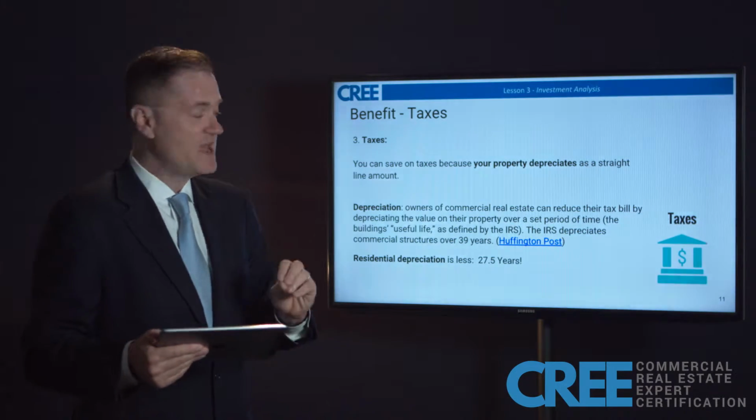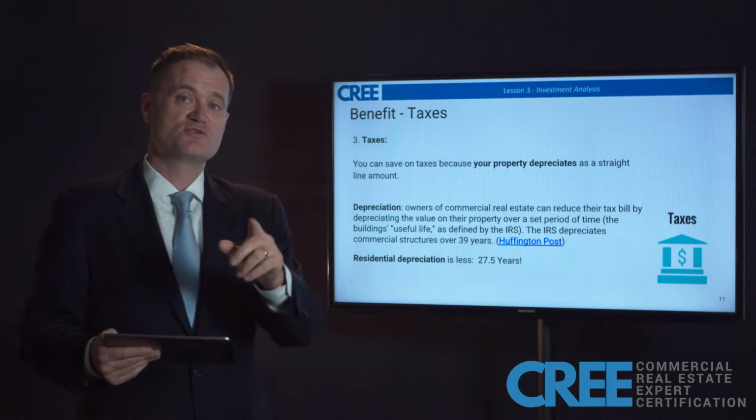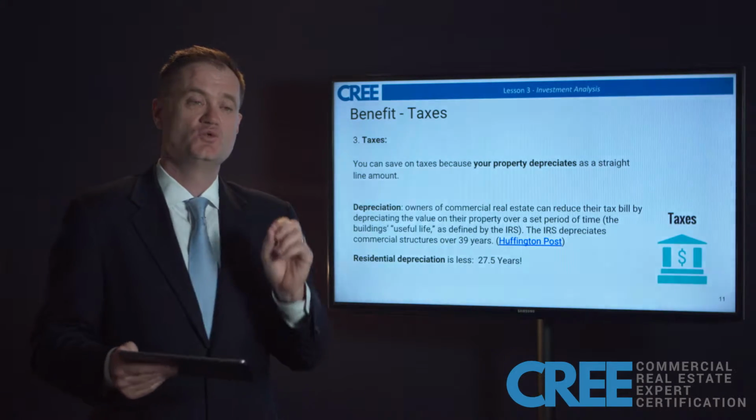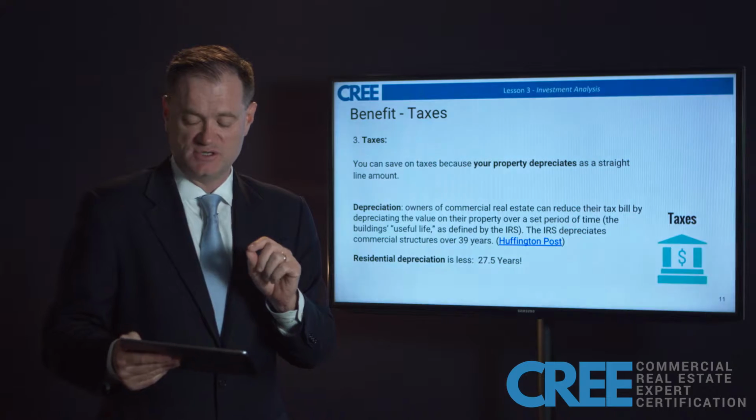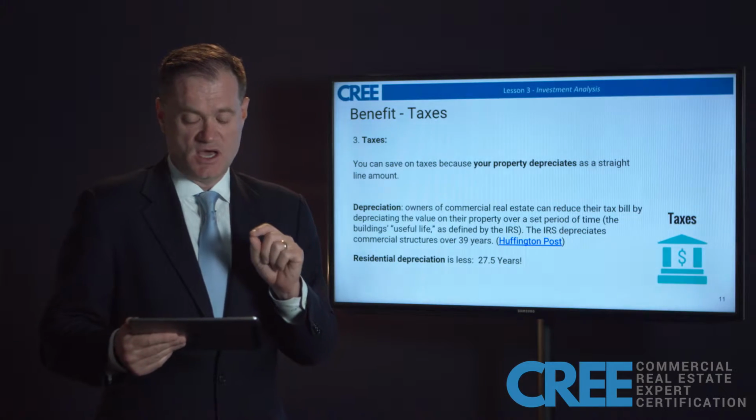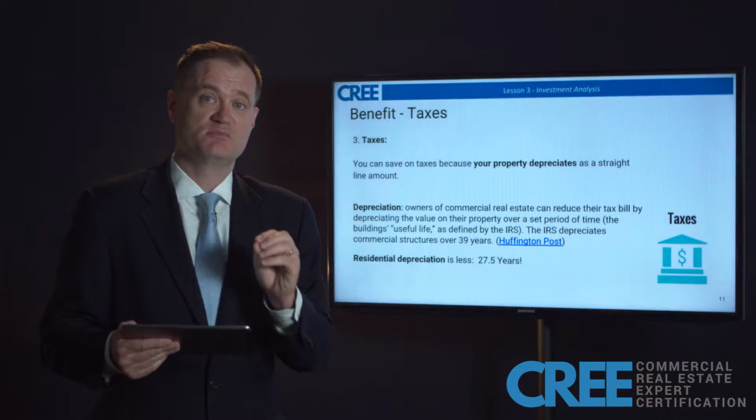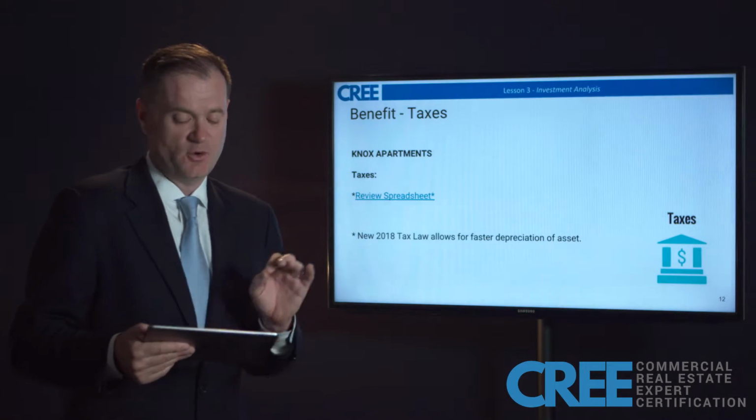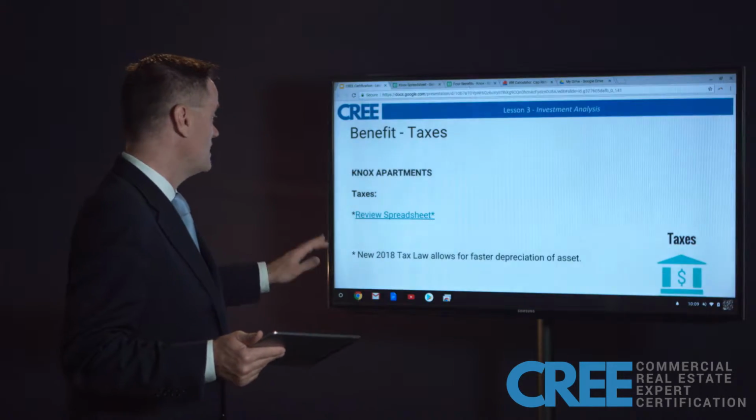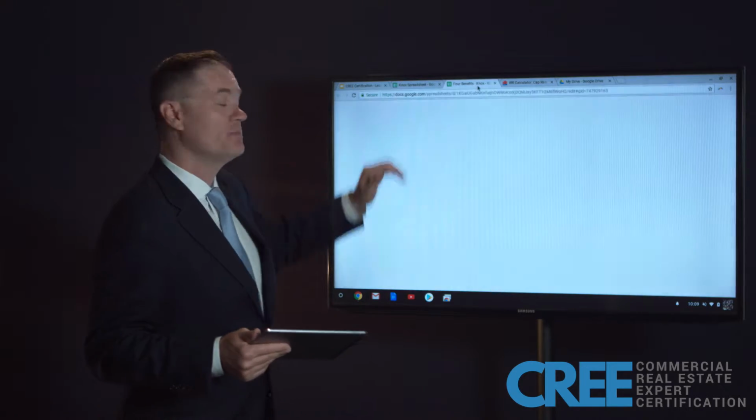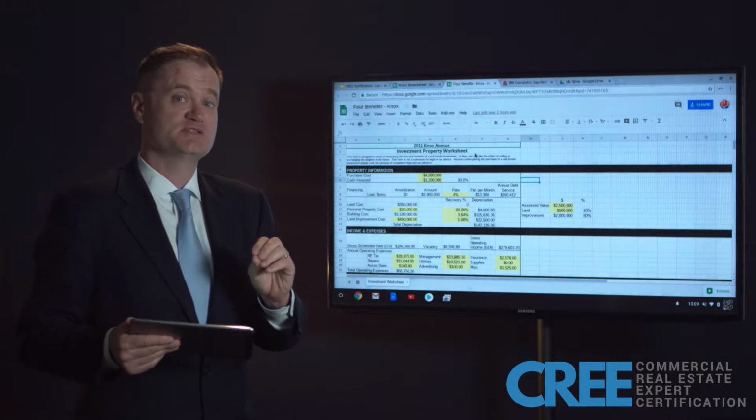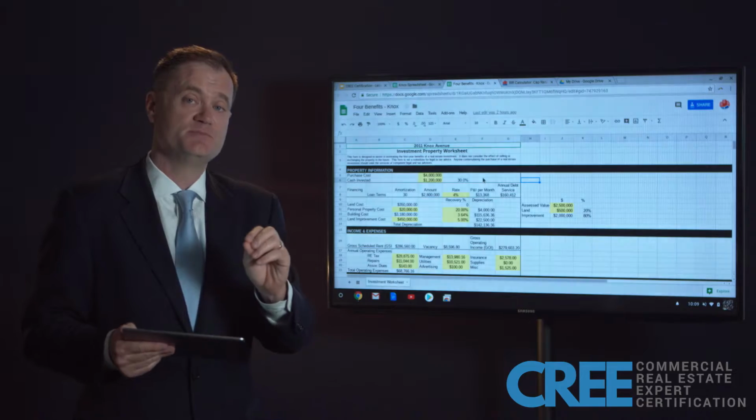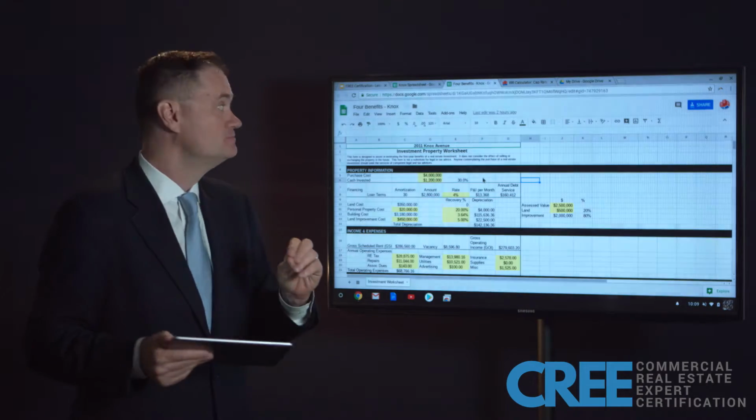So, but for now, straight line depreciation, 39 years for commercial, 27 and a half for residential, and this is really the third major benefit of owning commercial real estate. We're going to go ahead and take you to another tab, which is the 4 benefits of owning investment real estate. So you have 2 tabs in your resource center.